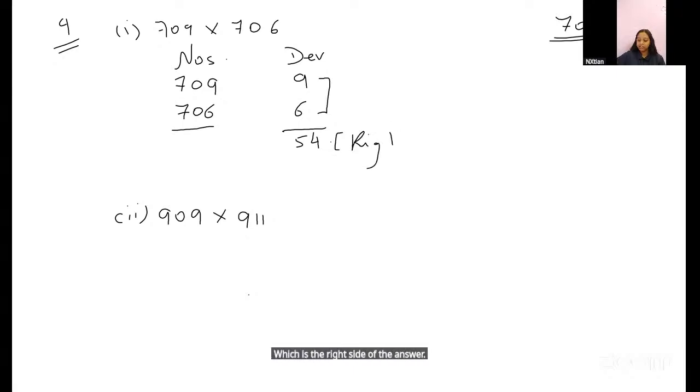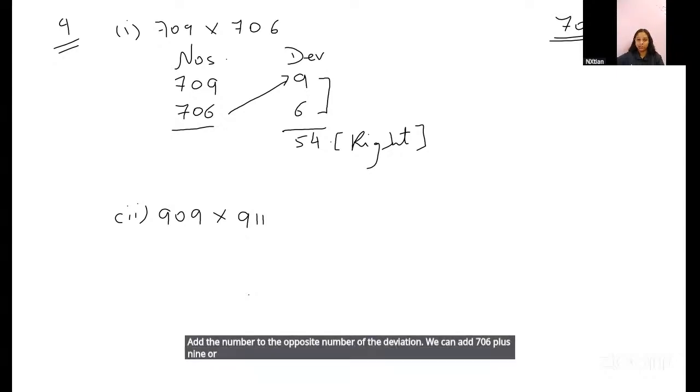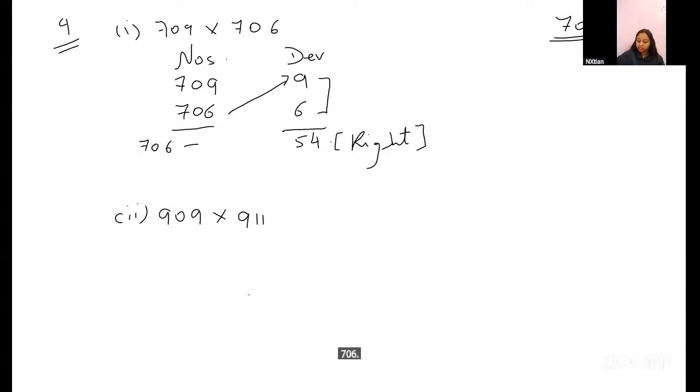Then what's the next step? Add the number to the opposite number's deviation. We can add 706 plus 9, or we can do 709 plus 6. 706 plus 9, how much? 715.